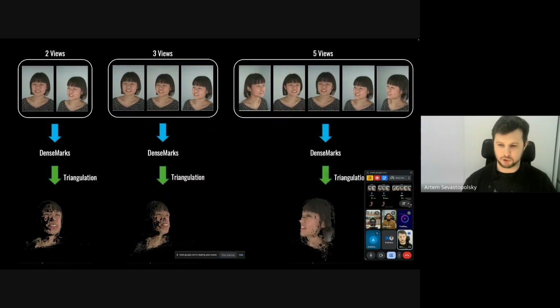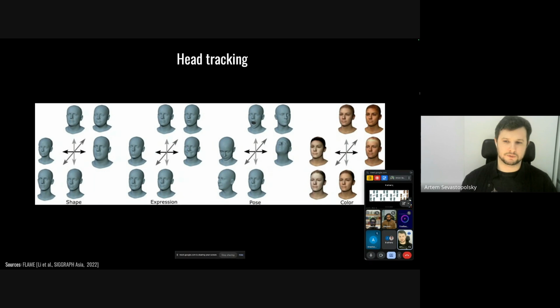And this example is a bit more tricky because of the long hair. Another application of the method is head tracking, and I would say this is even a central application of our method because this was the original motivation.